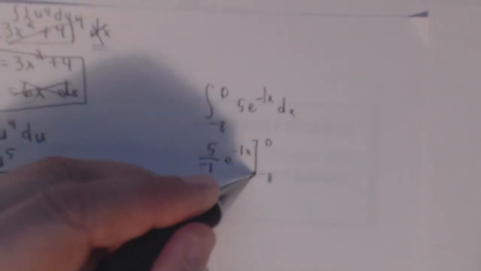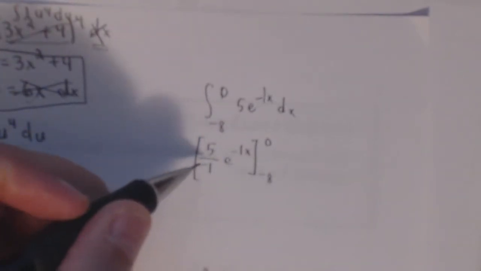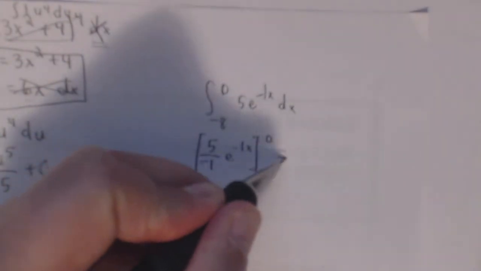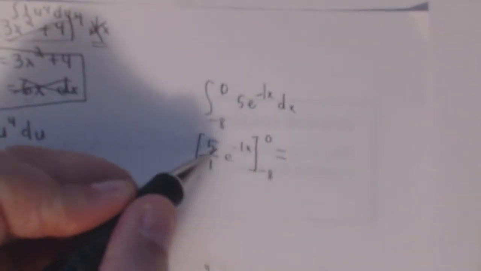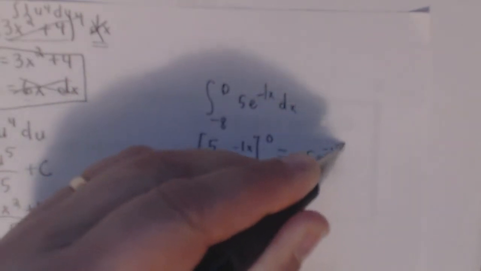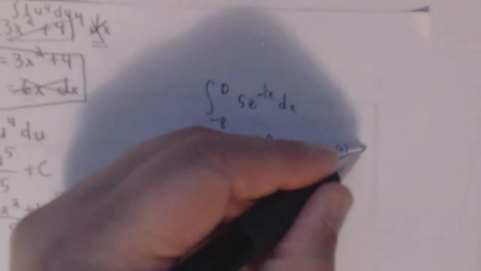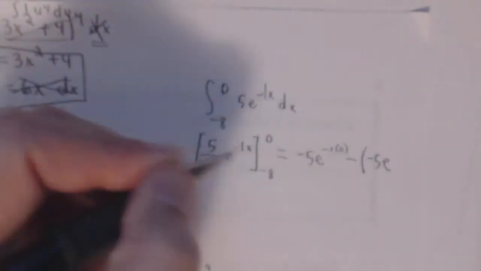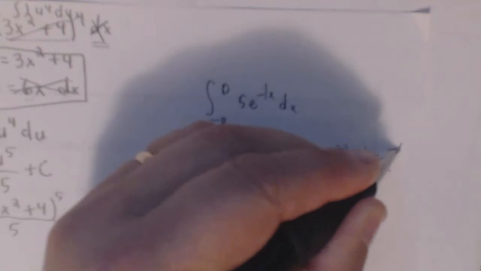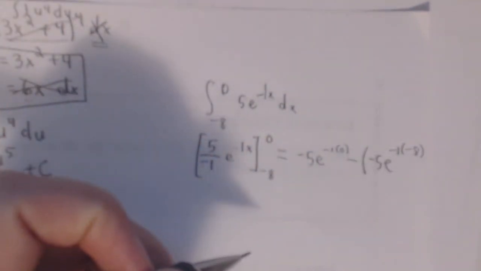I'm going to show you how to do this in Excel, but I do want to note that WebAssign on some of these wants the exact answer. So I'm going to go ahead and find the exact answer. So remember what you do is you put the upper limit in. So that'd be negative 5e to the negative 1 times 0 minus the lower limit, which would be negative 5e to the negative 1 times negative 8.